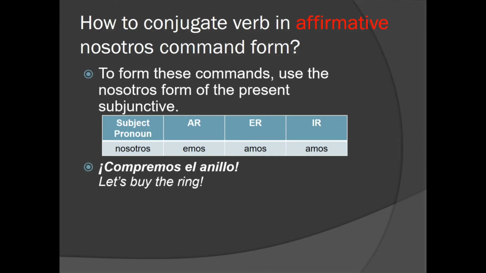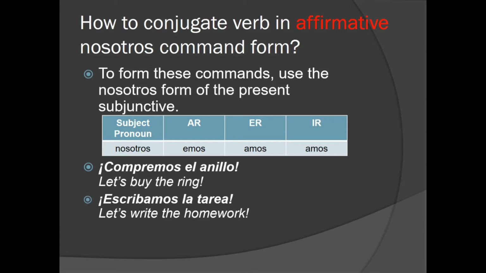So for example, let's buy the ring. Compremos el anillo, from the verb comprar, ending in AR. Let's write the homework. Escribamos la tarea, from the verb escribir, which is to write. And this is from the IR category of the verb. And for ER, we have comamos la patata, which means let's eat the potato, from the verb comer, which ends in ER.